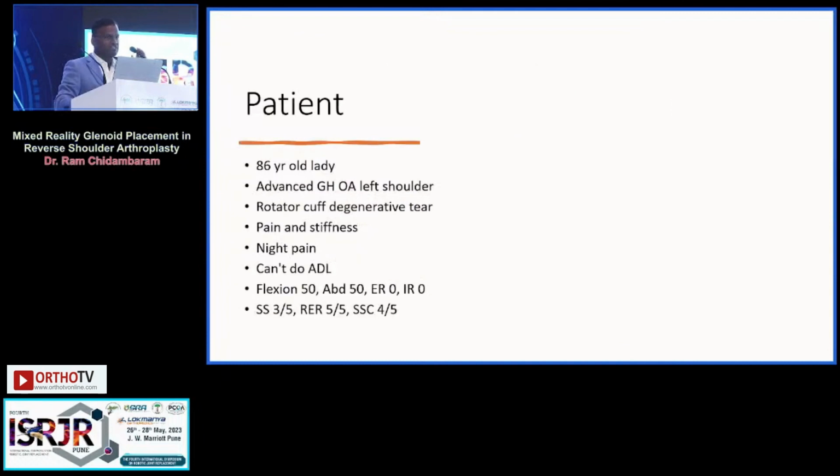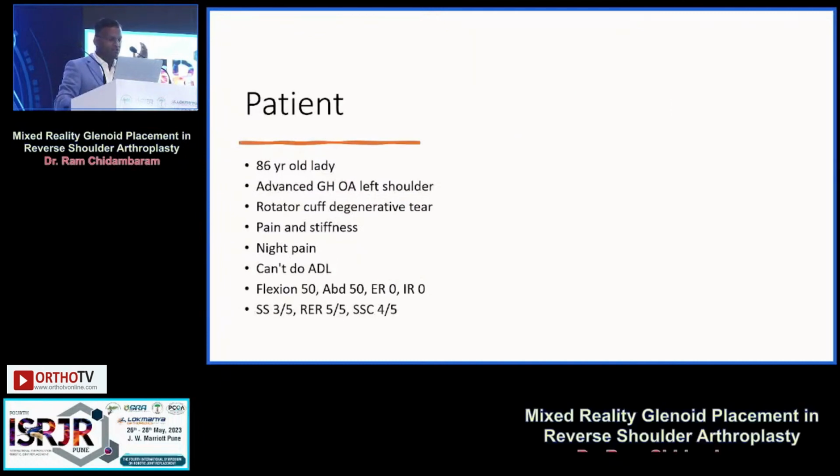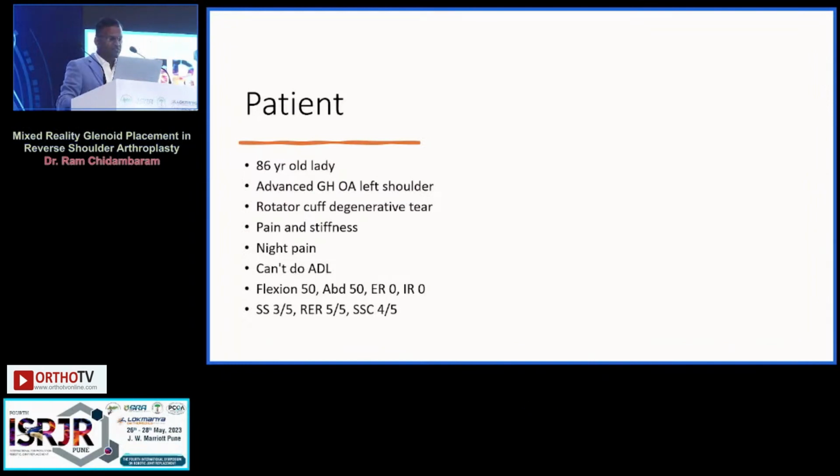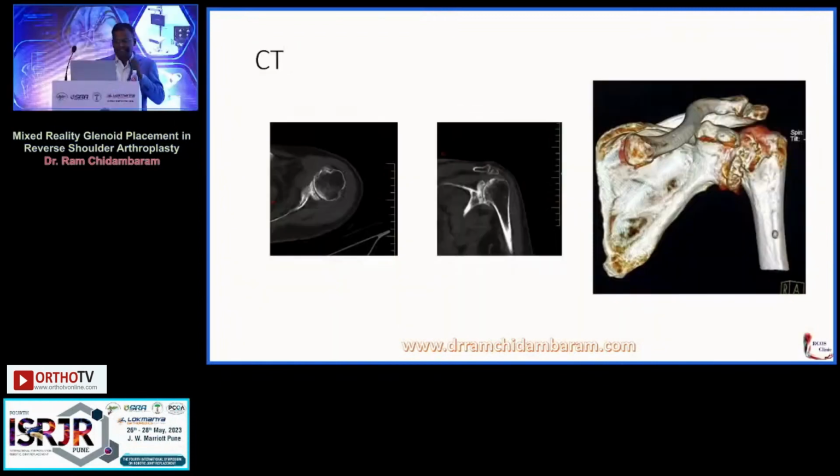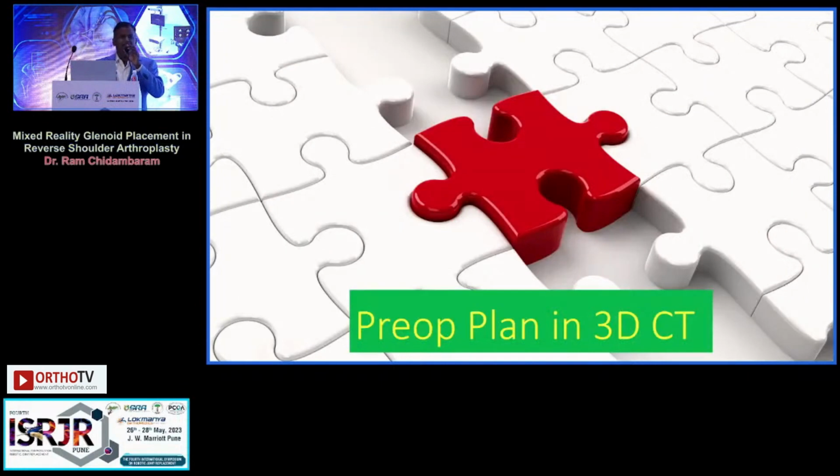So that's the patient, an 86-year-old lady with advanced glenohumeral arthritis, rotator cuff degenerative tear, very painful, stiff shoulder, and neck pain. Flexion and abduction are limited to around 50 degrees, weak cuff. So that is the MRI, and that's the CT scan. There we do the pre-op plan in a 3D CT.